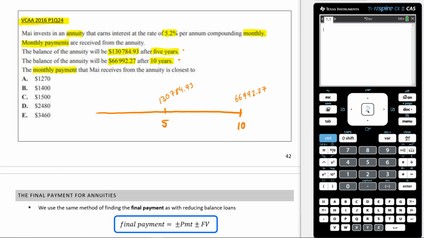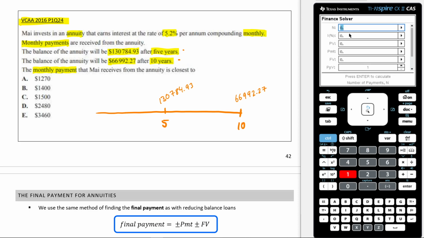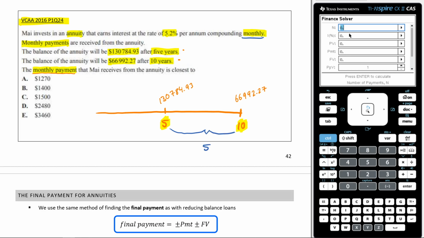Now I'm going to use my finance solver, so I'll go menu 8.1. In order to figure out the monthly payment, I need a start and an end. Well, guess what? I'm going to start at 5 years and end at 10 years. So that's going to be my start and end point. What is the amount of time between 5 years and 10 years? It's 5 years. Now, it's compounding monthly, and I'm getting my payments monthly, right? So that's going to be 5 times 12 payments between these two dates.